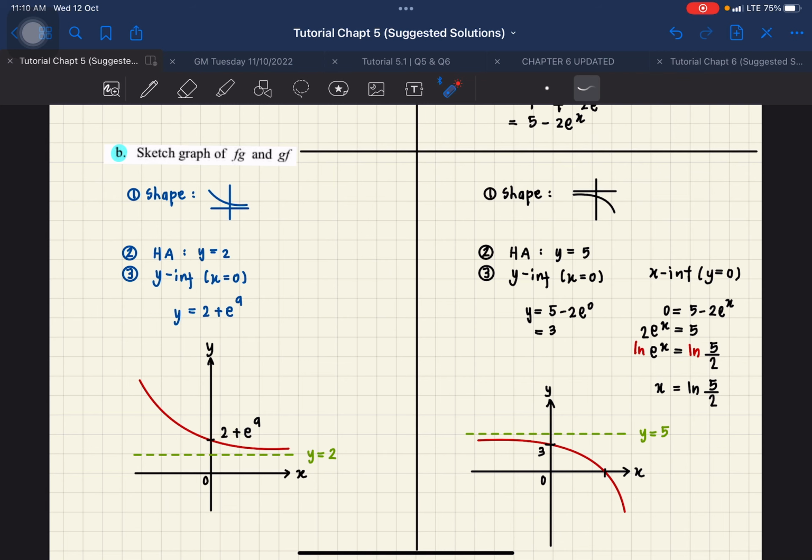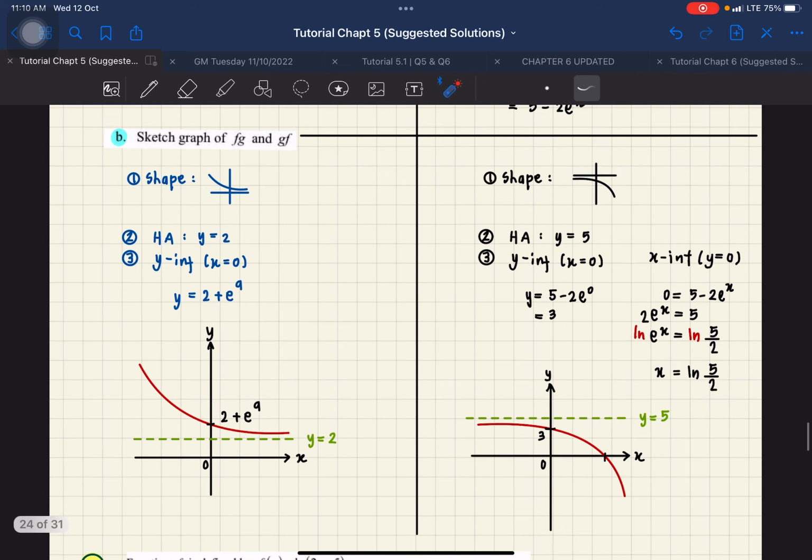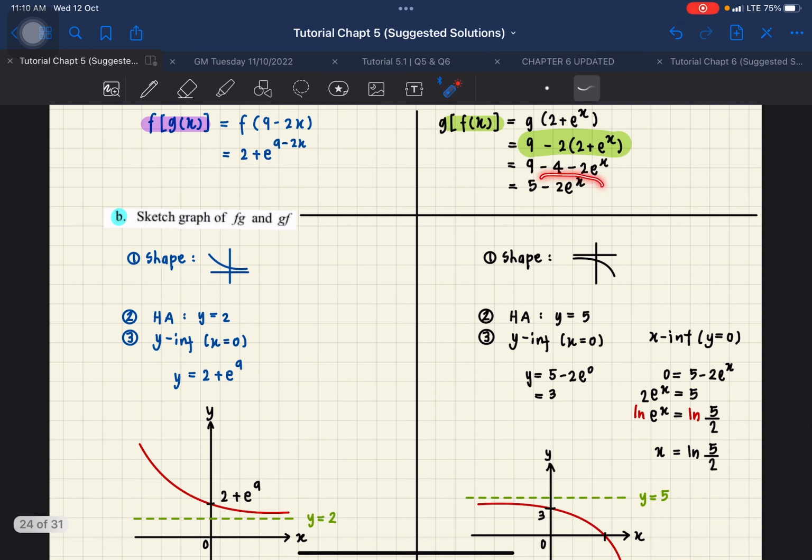Okay, so the same goes to the right hand side punya graph. Okay, so kita ada function this one, 5 minus 2e^x. So right now our x is positive, y is negative, means that we have the graph in the third quadrant, like that. Okay, and then cari dia punya horizontal asymptote. So settle step pertama, settle step kedua, terus lukis graph.